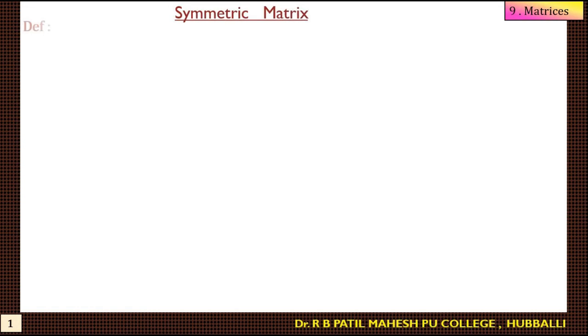Symmetric matrix is defined as follows: a square matrix A is said to be a symmetric matrix. Remember, the matrix should be square. A square matrix A is said to be symmetric if A dash is equal to A, which means that when you find the transpose of A, the result is the same matrix. That means we should get the same matrix. Then such a matrix is called a symmetric matrix.